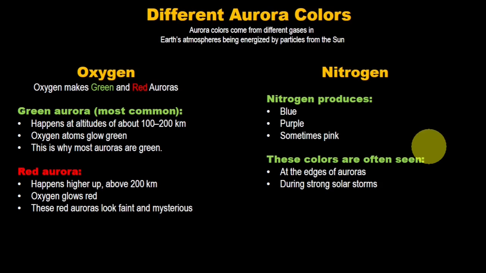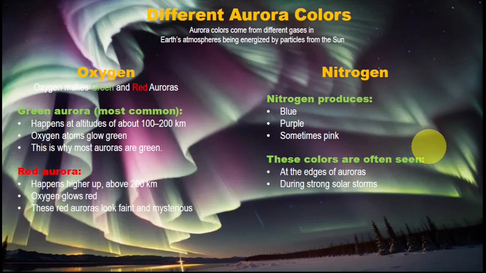For green aurora, oxygen levels are between 100 to 200 kilometers. When they are excited, they produce green aurora. But oxygen above 200 kilometers, when excited, can produce red aurora. That is why we have green and red auroras. Nitrogen can produce blue, purple, and sometimes pink, and these are usually seen at the edges of the aurora during strong solar storms.